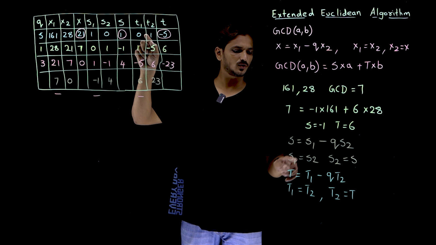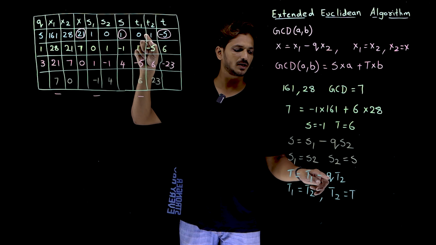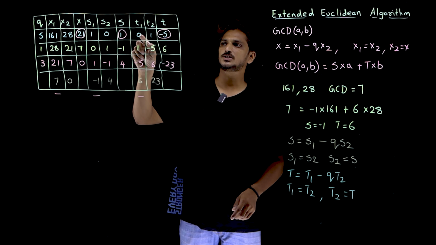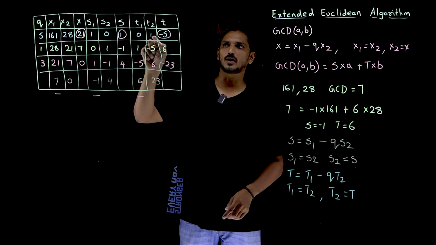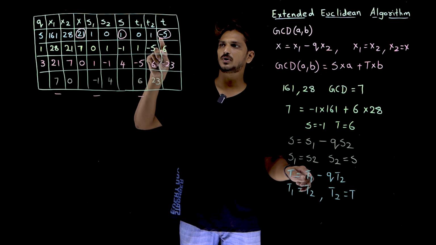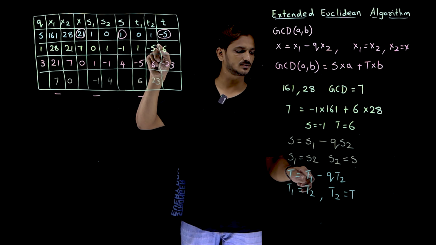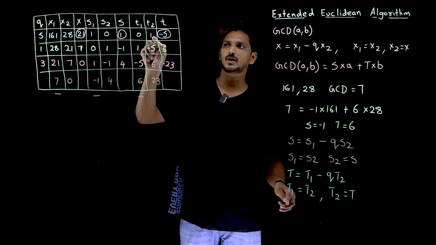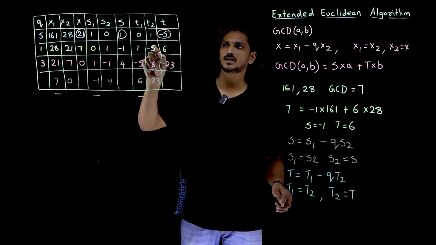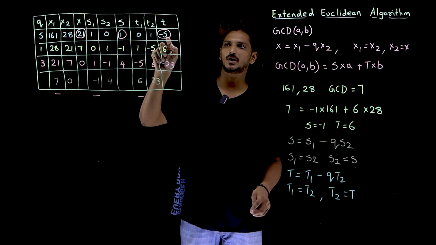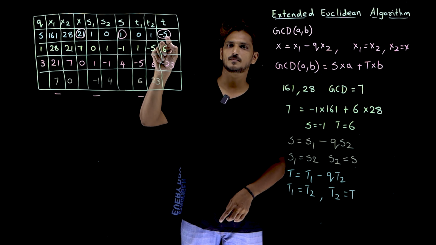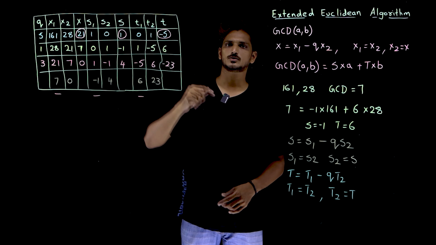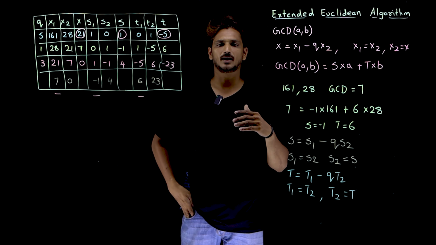Similarly, you need to identify T. T is equal to T1 minus QT2. Initially T1 is 0, T2 is 1. T is equal to T1 0 minus quotient 5 multiplied by T2 which is 1. So 0 minus 5 which is minus 5. That's why our remainder value is minus 5. So the first line has been finished.